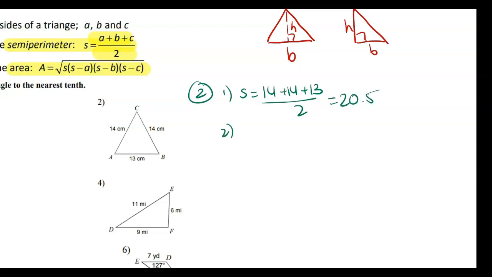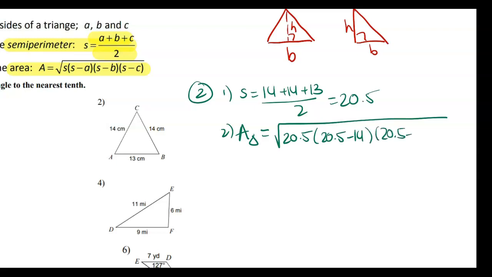The second part of this is to actually find the area. So the area for that triangle is going to equal the square root of. I'm going to use my semi-perimeter, which is 20.5, and I'm going to plug it in for every S that you see in this formula, including this first one here. You're going to take S minus A, which is the first side. It doesn't matter which side you use. You're just going to subtract all of them anyway. And then 20.5 minus the second side, and then 20.5 minus the last side. All of that is under your radical.